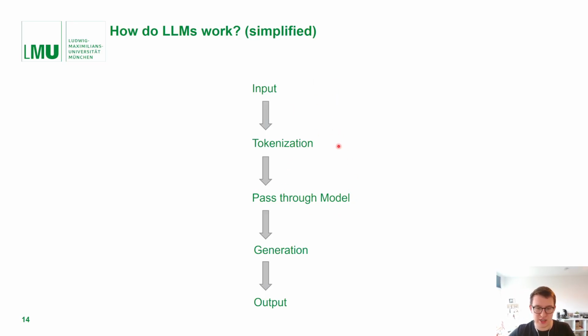Then the tokenization happens. So my statement, my input, will be broken down into little tokens, which could be words or even smaller parts of words. And this is then fed into the model. So the information is passed through the model, then the neural network calculations happen. So all these tokens go through the neural network, resulting in a final calculation that can then lead to the generation of output.